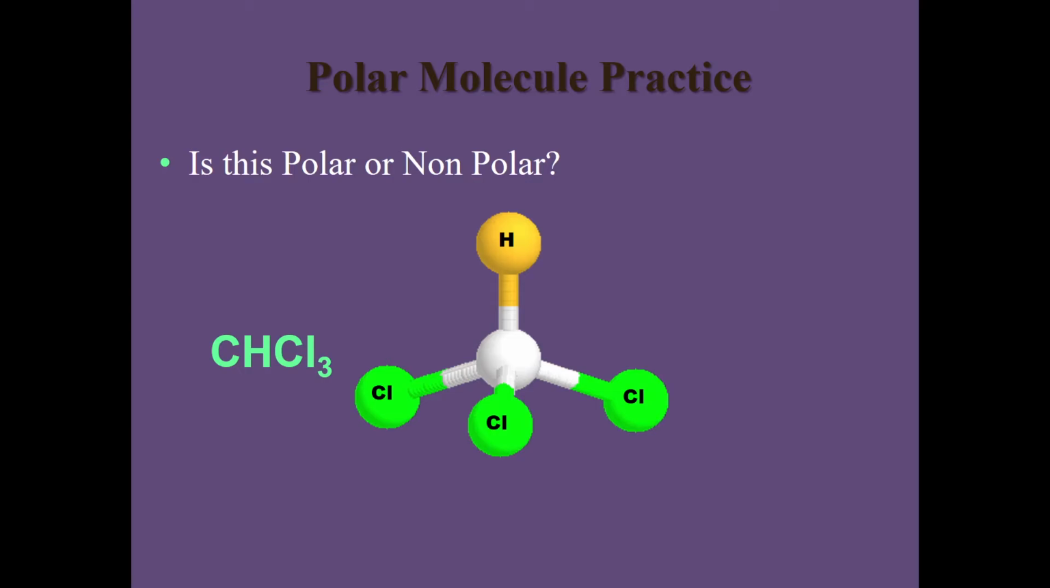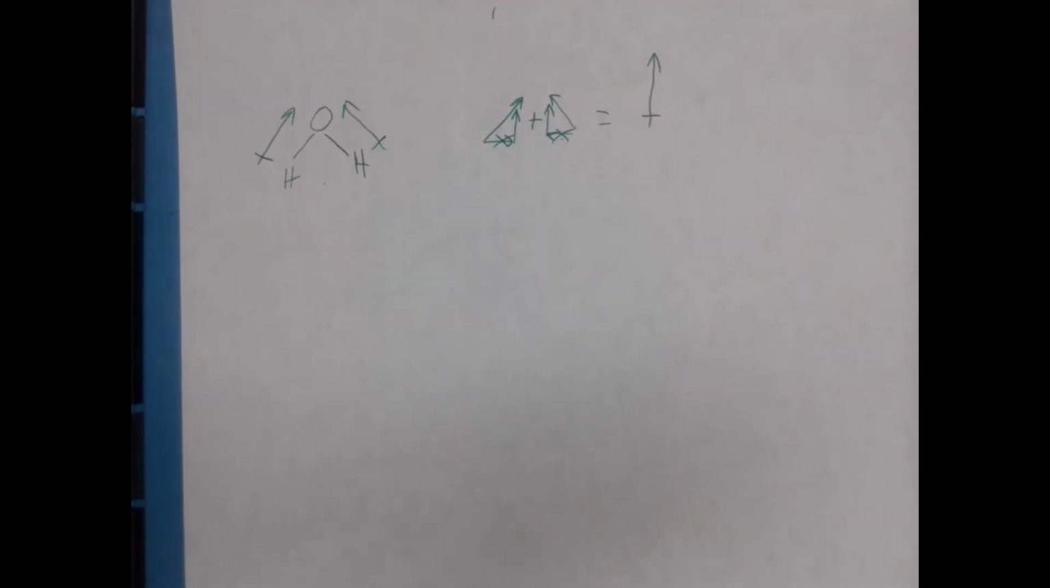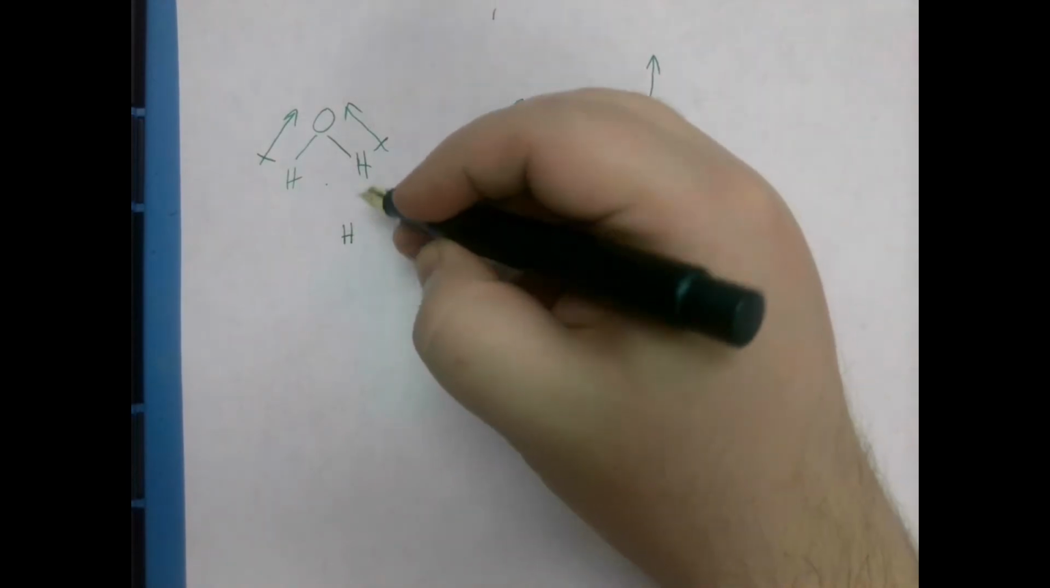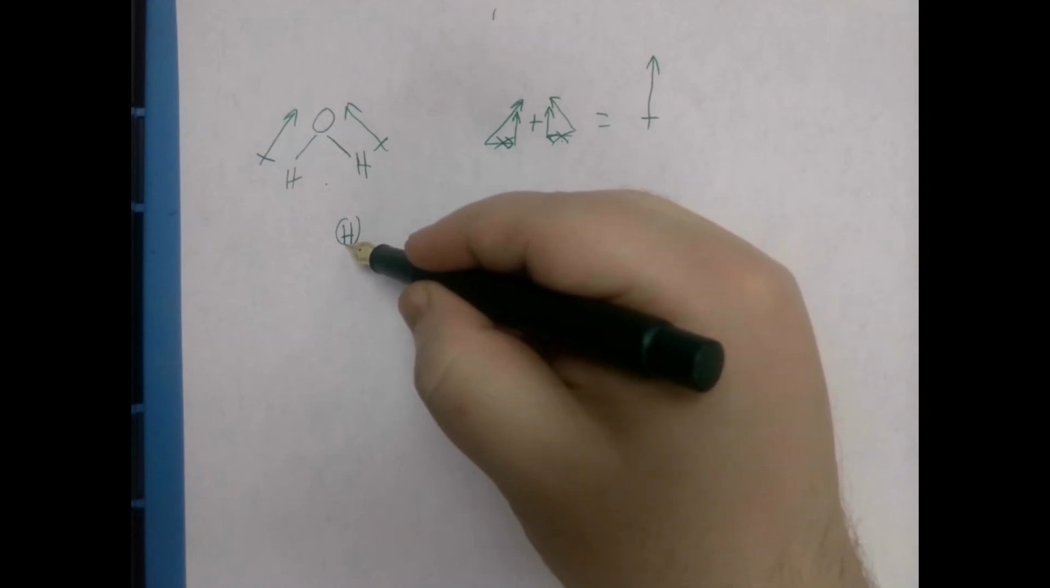Is this polar or nonpolar? Why? Because of what? Because it's uneven? That's not necessarily the case. A molecule can be uneven and still be nonpolar. So this one's a trick question, or let's just say you should look at this carefully.